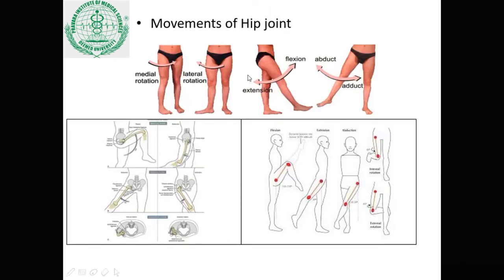The pictures are showing the movements of the hip joint. This is the medial rotation where you are rotating it inwards. Lateral rotation, then the flexion of the hip, extension of the hip, then this is the abduction going away from the midline and adduction going towards the midline. So these are the movements of the hip joint, and there is also circumduction.